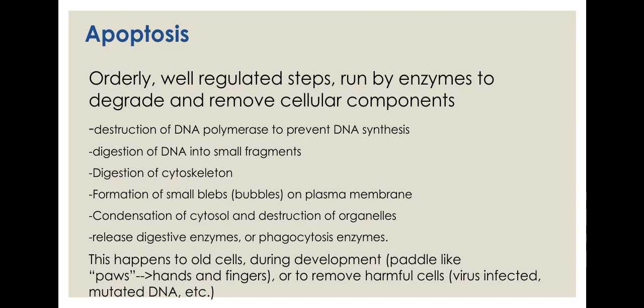And this happens in our aging old cells. It can happen during development. So, if we look at embryology, we at one point have these little paw paddle hands that we then basically have apoptosis of the cells to make our fingers and our toes, and we lose our tail. So we need some of this for that purpose. And we have apoptosis also as a way to remove harmful cells, cells that have been infected by viruses or have mutated DNA.